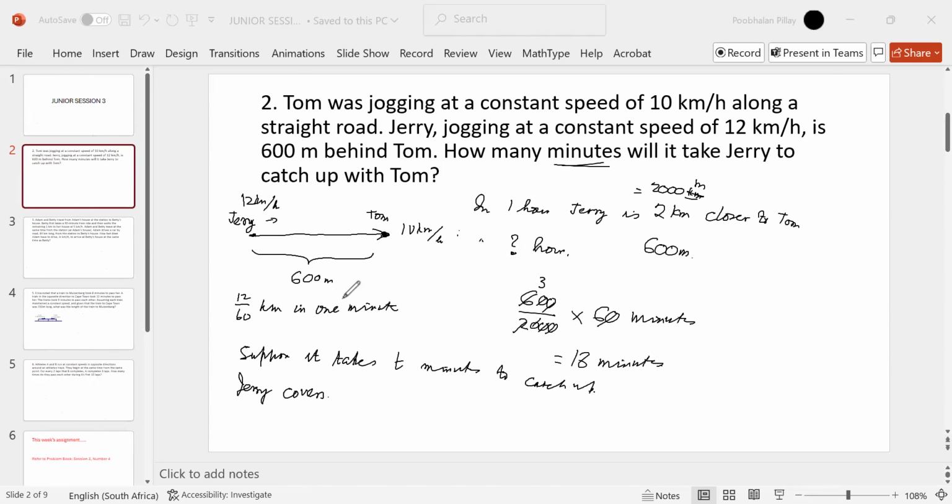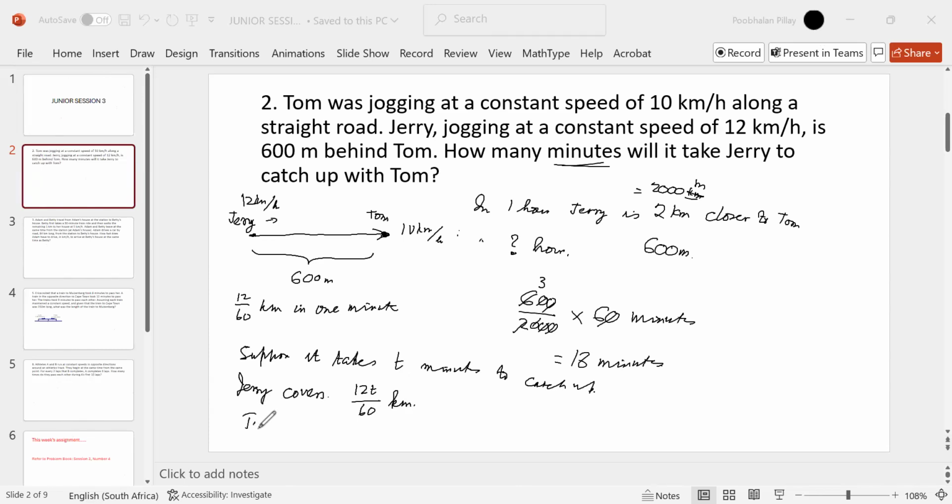Because in 1 hour, that's 60 minutes, he covers so much. So in 1 minute, it'll be 12 over 60. So therefore, he covers in T minutes, he'll cover 12T over 60 kilometers.